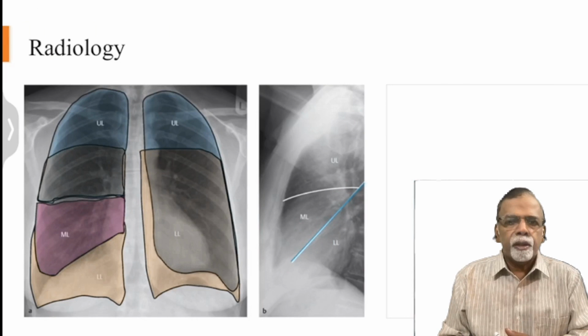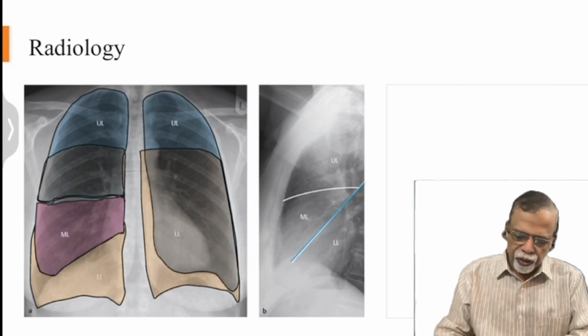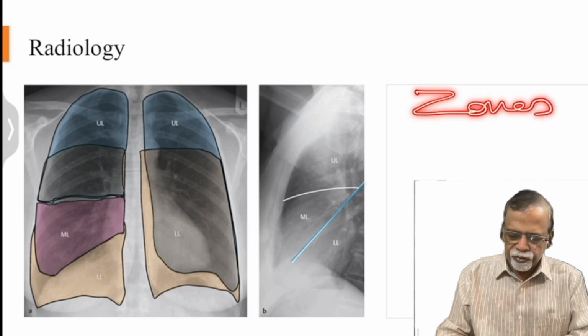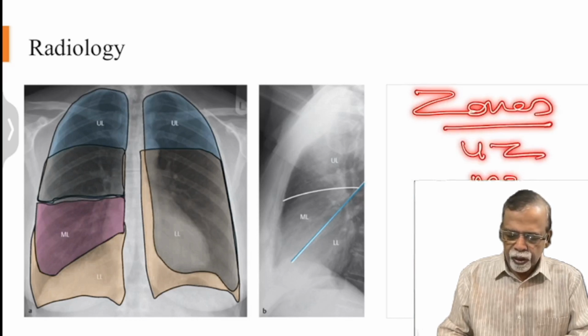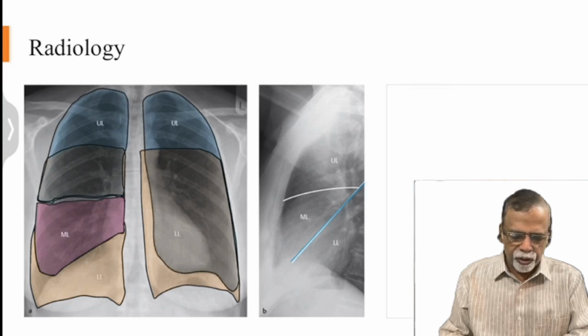Now coming to the radiology. In radiology we call them zones. They are called the upper zone, mid zone and lower zone. This should not be confused with the lobes. So this is the concept. You should use it in the chest X-ray.